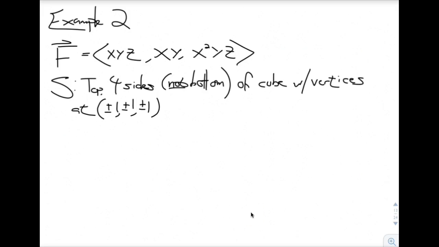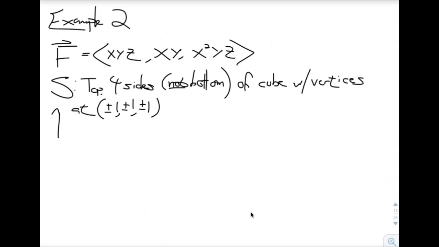Here's our next example using Stokes' theorem. For this example, again, we start with a vector field. Here our vector field F is given as follows: components xyz, xy, and x squared yz. And we'll start off here not giving a curve, but giving a surface. Our surface here is the surface S, which is described as follows.